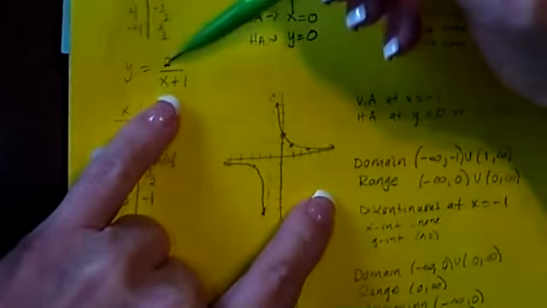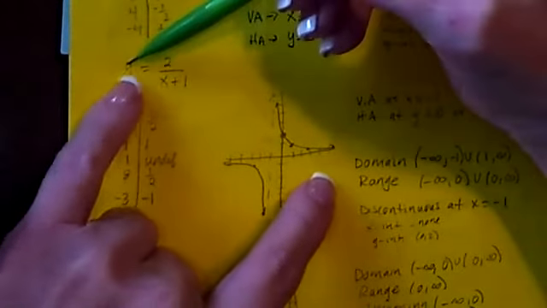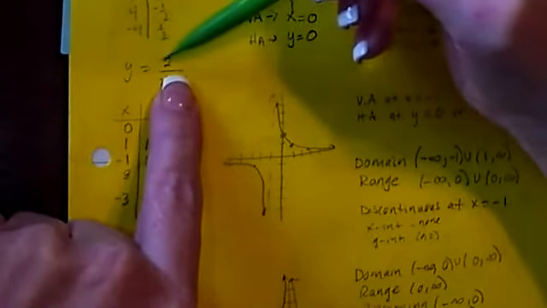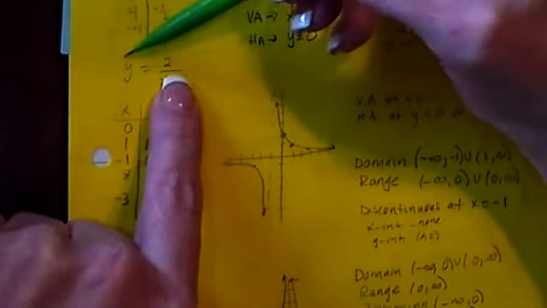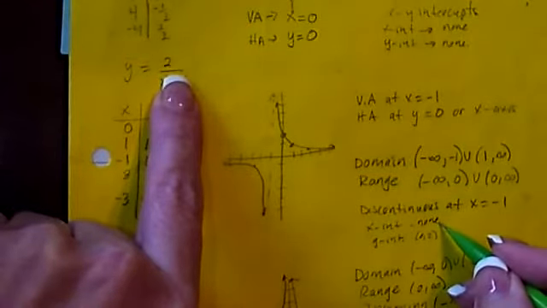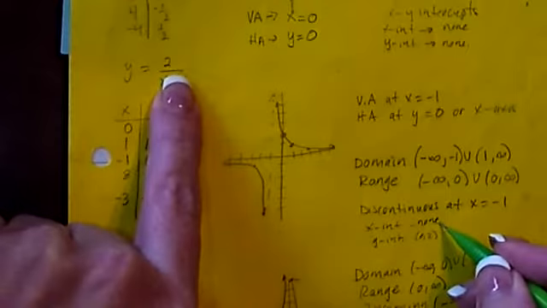Now let's look at an x-intercept. So I put a 0 in for y right here. This is going to cancel out, so I just set these equal to each other. 2 equals 0. Okay, that means that we do not have an x-intercept because that is not true. So we don't have an x-intercept.